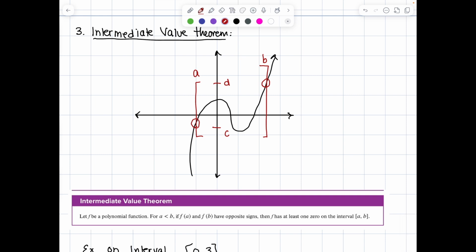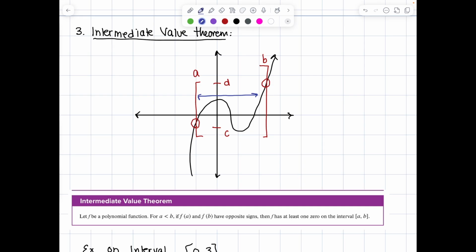So the intermediate value theorem has a couple different conditions. First of all, it must be a polynomial. And you must be looking between some type of an interval on the graph of your polynomial. So here I have this kind of curvy function, and it's going from A to B, and A and B are my interval. So A to B is my interval here, right?